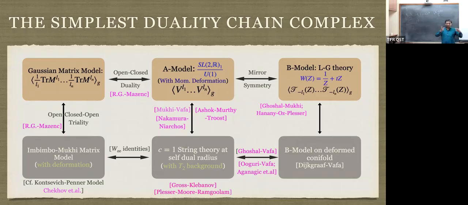This c equal to one theory, it's also 2D string theory. There's also a 2D target space, and roughly there's a kind of linear dilaton-like thing.